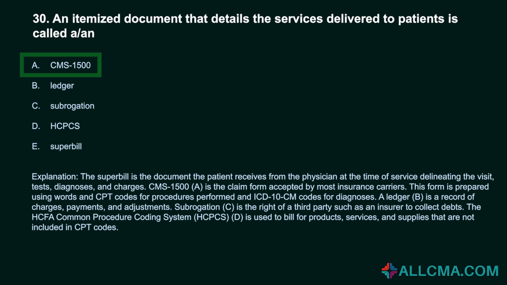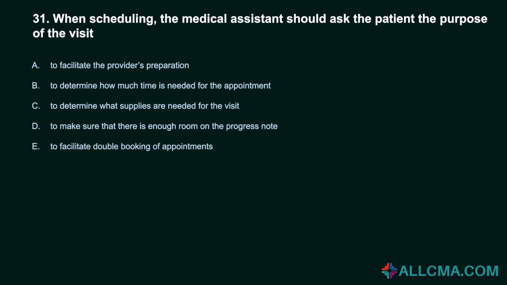A ledger, B, is a record of charges, payments, and adjustments. Subrogation, C, is the right of a third party such as an insurer to collect debts. The HCFA Common Procedure Coding System, HCPCS, D, is used to bill for products, services, and supplies that are not included in CPT codes.